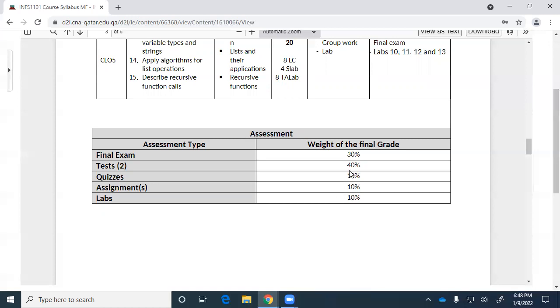So 30% for the final exam, 40% for tests, 2 tests, 20% each. A bunch of quizzes, bunch of assignments, and labs. Now notice there's a bunch of quizzes, bunch of assignments, bunch of labs. The labs, you have to do them during class. If you can't do the lab, you ask me, I help you. You finish, you get 10 out of 10. Okay, you get the idea? You do the lab, you get the marks. That's the easiest way of getting the marks, is just doing the lab.